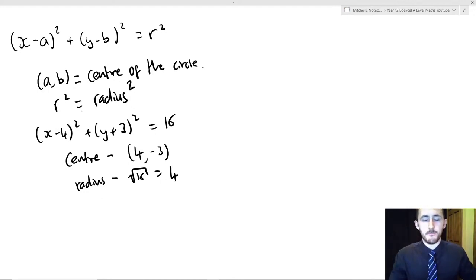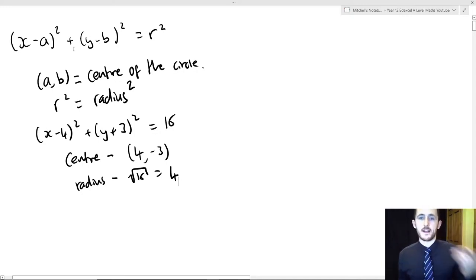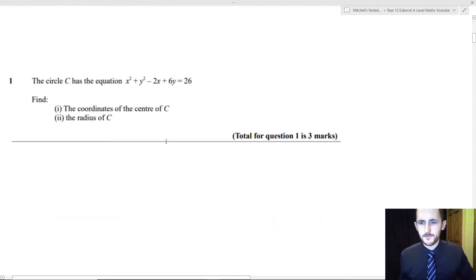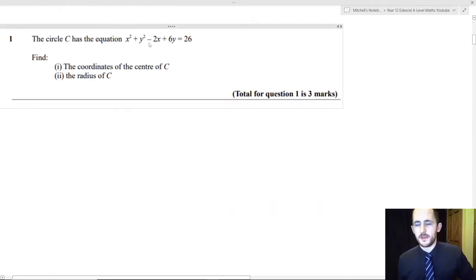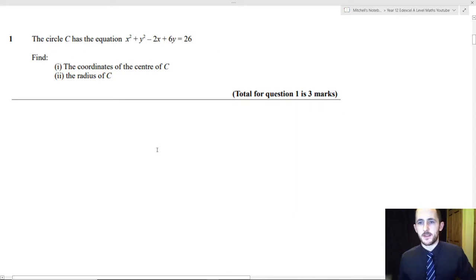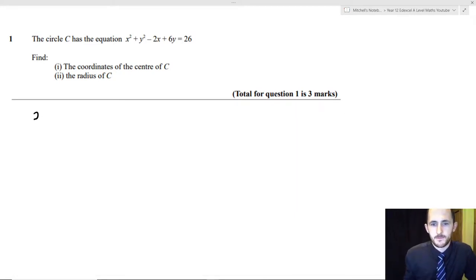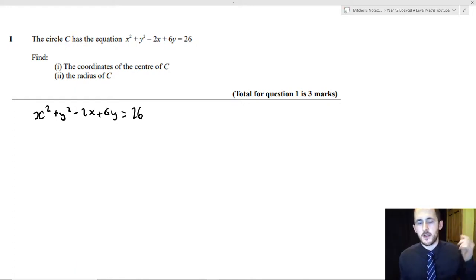However, the main thing with the equations of circles is you need to actually create the equation of a circle, or write it in a different form, and then read what the center is and the radius. And then they can also ask you things about tangents to the circle as well. So let's go through that. This is what it normally gives you in an exam. The equation x squared plus y squared minus 2x plus 6y equals 26. And we need to now find the coordinates of the center of the circle and the radius.